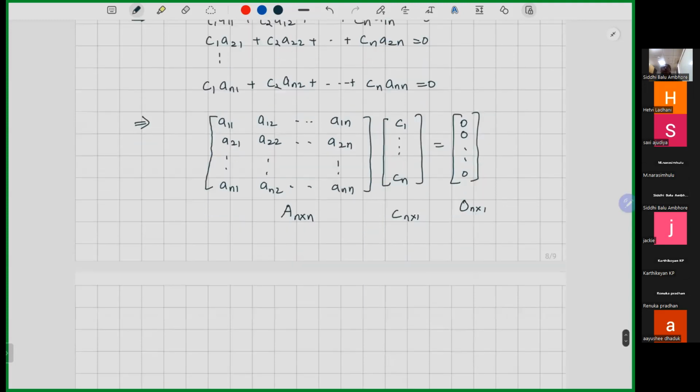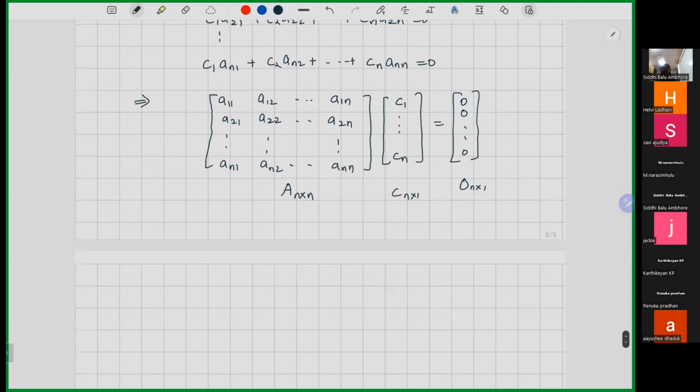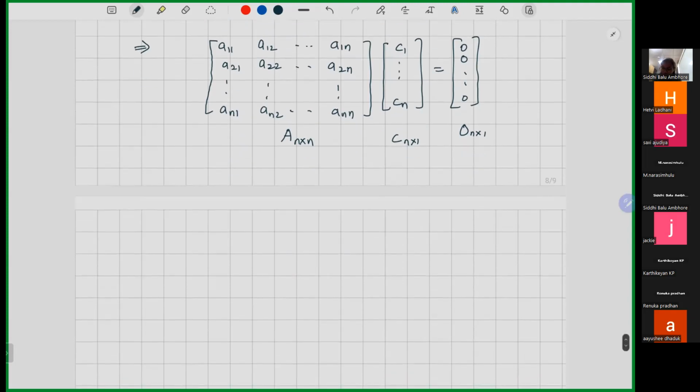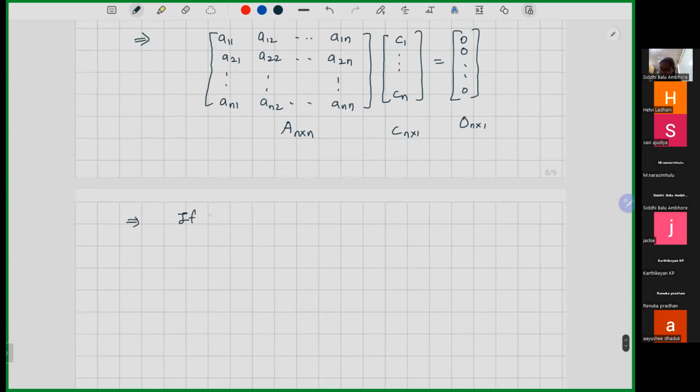And what I want to find is C1 to Cn in order to prove that our gamma, which we chose, was a basis of our vector space V. So it boiled down to finding the solution of this system of linear equations. And this is homogeneous, okay? So if there exists C belonging to M n cross 1 R such that AC is equal to 0, okay?